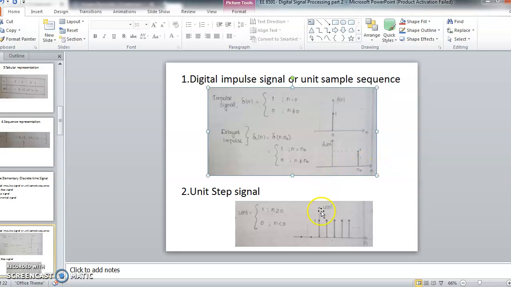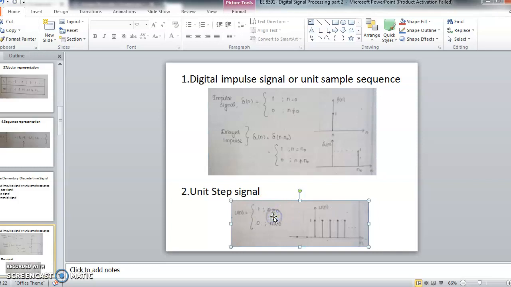Next one is the unit step signal. Unit means always 1, right? So u of n equal to 1 for n greater than or equal to 0. This is graphically drawn like this. For all n greater than or equal to 0, that is all positive values, it starts from 0. For negative values there is no value, or 0 values. Only for positive values does it have a value. That is said to be the unit step signal.